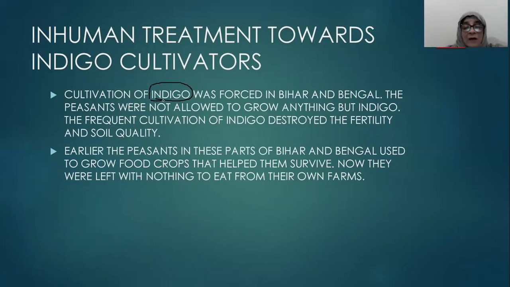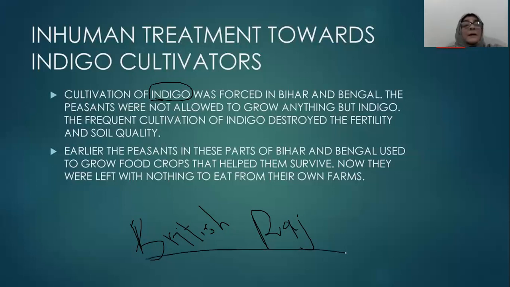In this British Raj, we had to suffer a lot. Our freedom was taken away. It seemed as if everything was good, but nothing was so good. Our freedom was taken away from us. Earlier, the peasants in these parts of Bihar and Bengal used to grow food crops that helped them survive. Now they were left with nothing to eat from their own farms. That was being selfish.